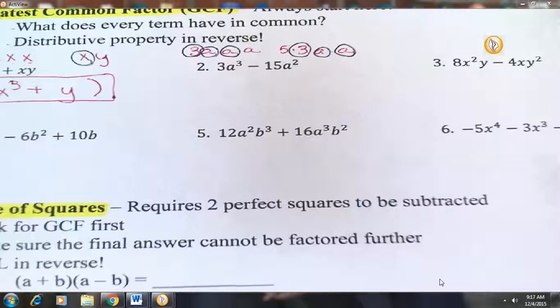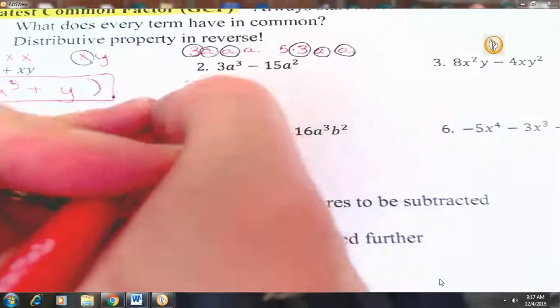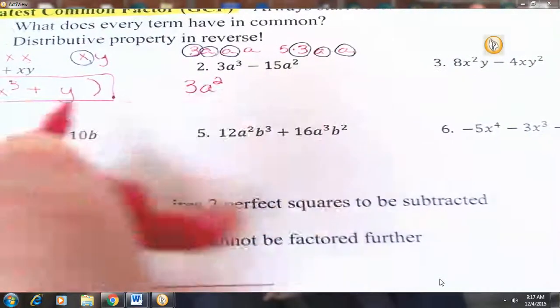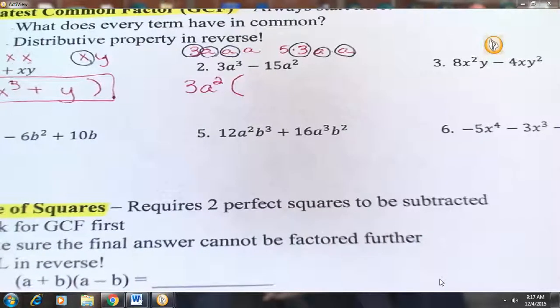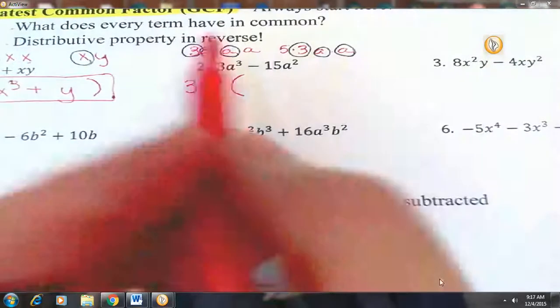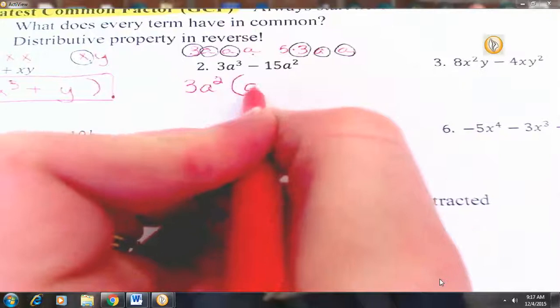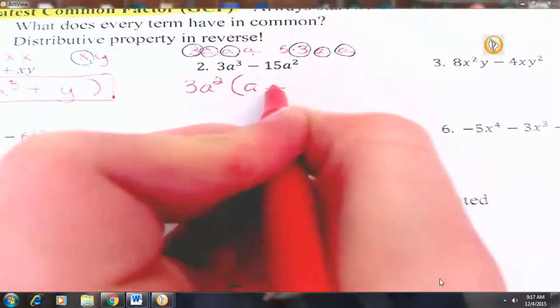So let's write what we have left. We have in common 3, and we have 2 a's, so we'll say that's 3a squared. In parentheses, we're going to put what we have left. When we take it out or factor it out, that's 3a squared. Well, I have 1a, and minus, just writing down my sign, 5.